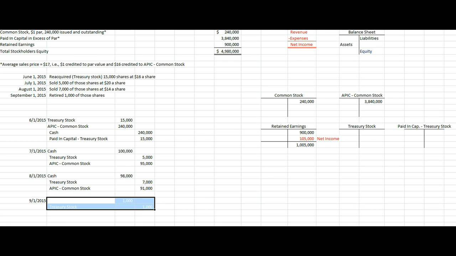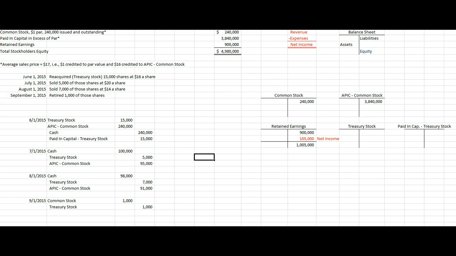And perhaps the easiest part of the par value method is retiring shares. Since we're only focused on the par value, when we retire these 1,000 shares on September 1st, we're going to reduce Treasury Stock by $1,000. That's the par value. And we're going to reduce common stock by $1,000. That's the par value.